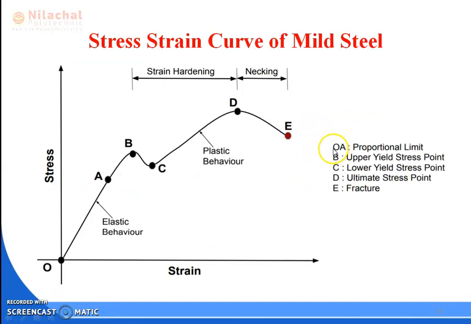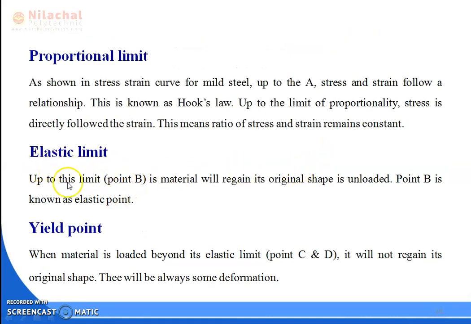Okay, the next is your point B. Elastic limit means up to this limit, that is point B, the material will regain its original shape when unloaded. That means while you remove the loading system from the body, it can regain its original shape and size. So point B is known as your elastic point. Then the yield point. When the material is loaded beyond its elastic limit, which is your points C and D, both are yield points. It will not regain its original shape when the load is removed. There will always be some deformation.